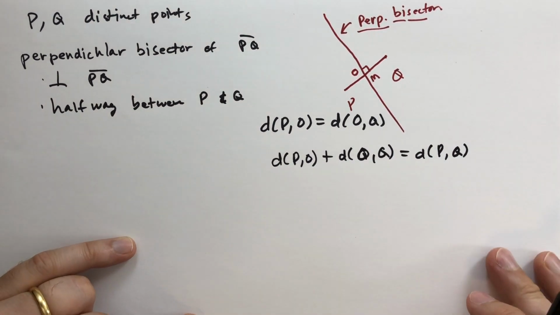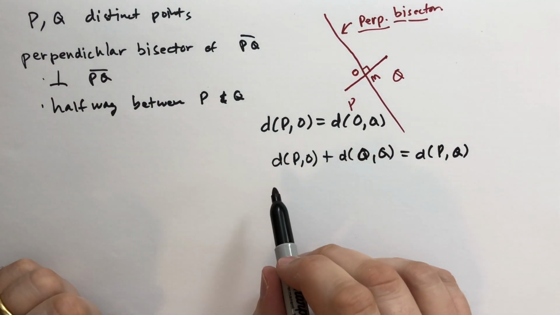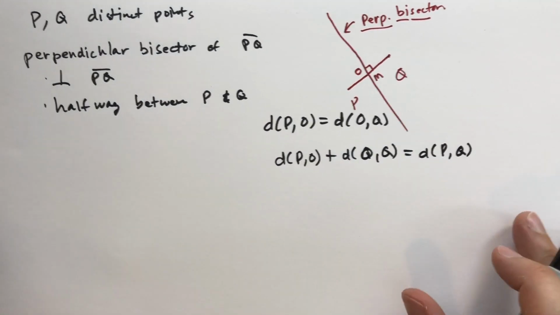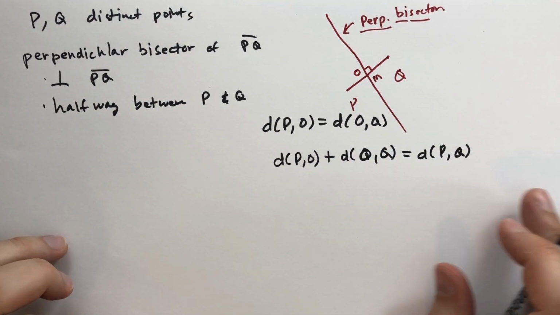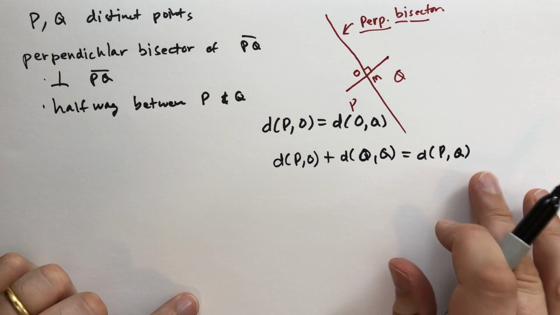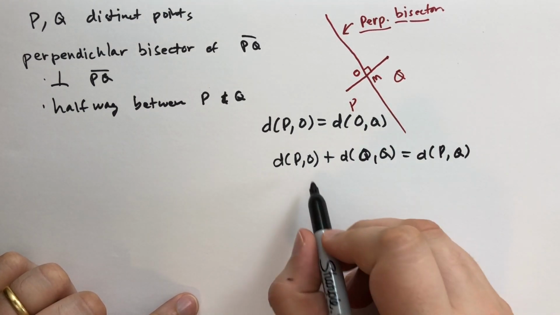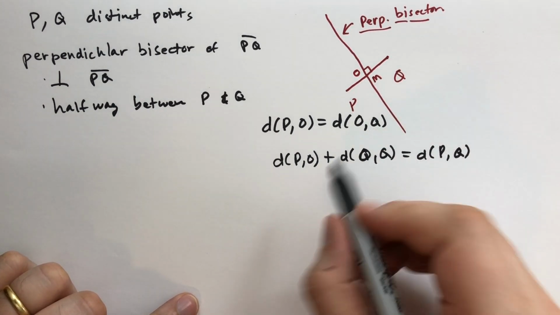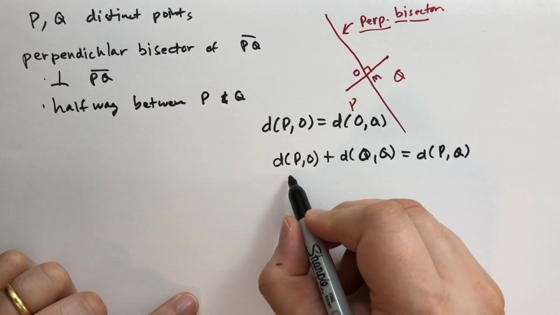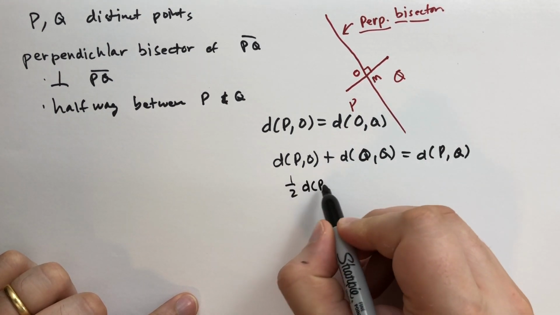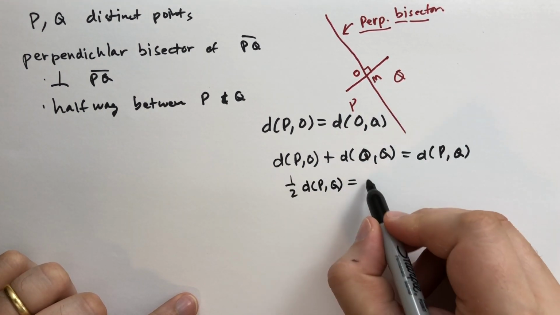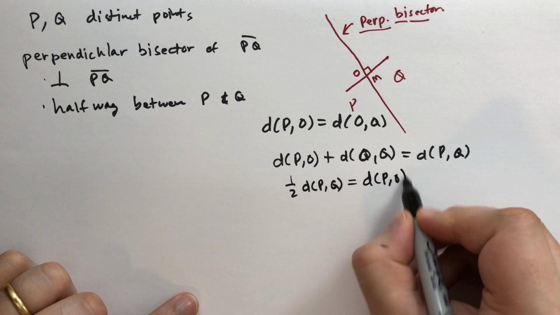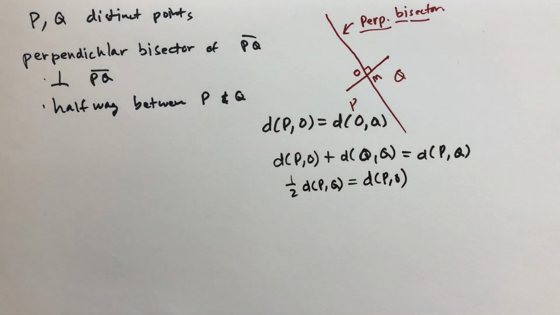This is from the previous section, when we discovered that points on a segment have a distance that's between 0 and the length of the segment. In this case, there's 2 of them that have to equal the sum, and these 2 are equal to each other. So the distance between P and O is 1/2 the distance between P and Q. It's halfway through.